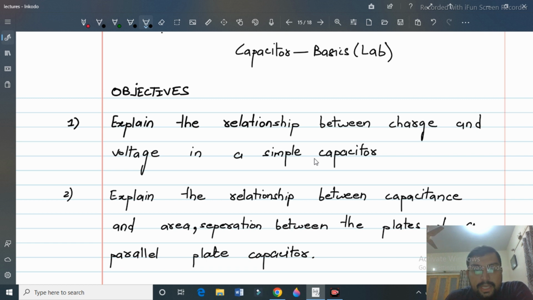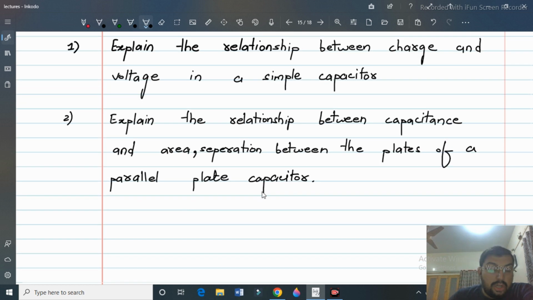Before starting with the topic, let us see the objectives of our lecture. Lecture objective number one: explain the relationship between charge and voltage in a simple capacitor. If we have a simple capacitor, what is the behavior of charge and voltage? The second objective that we want to achieve today: explain the relationship between capacitance and area, comma, separation between the plates of a parallel plate capacitor.